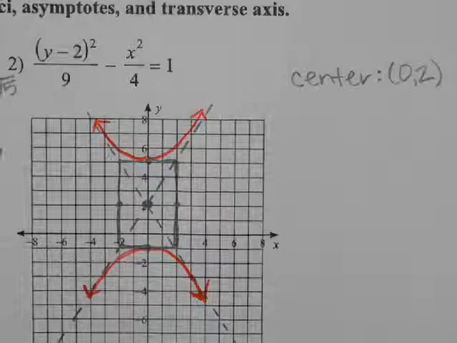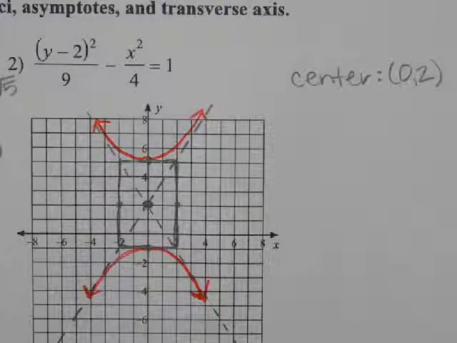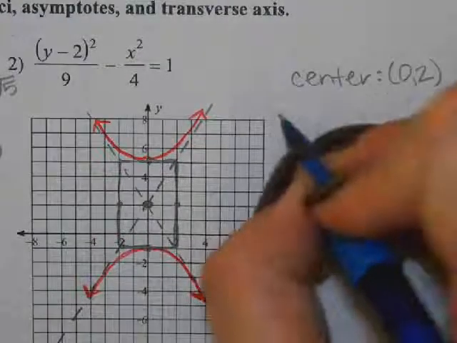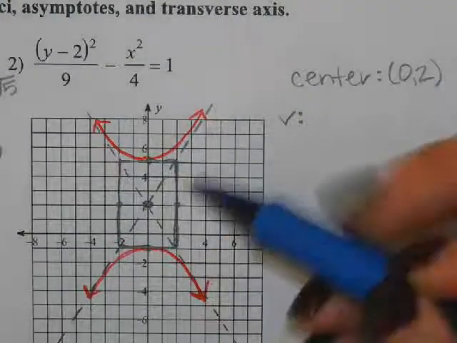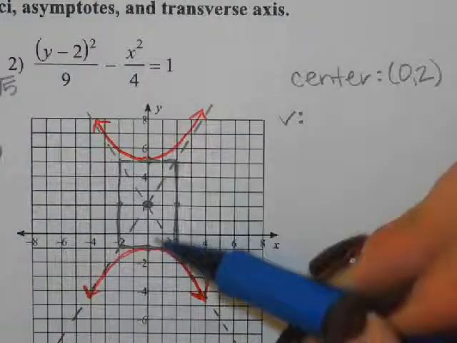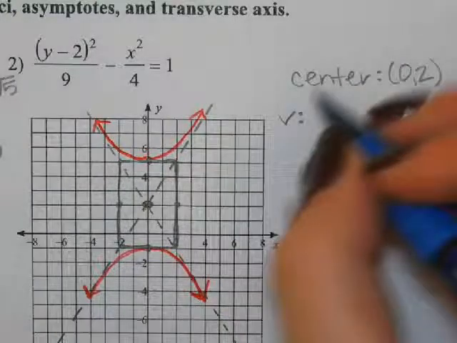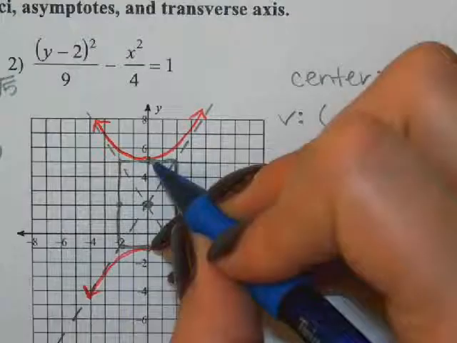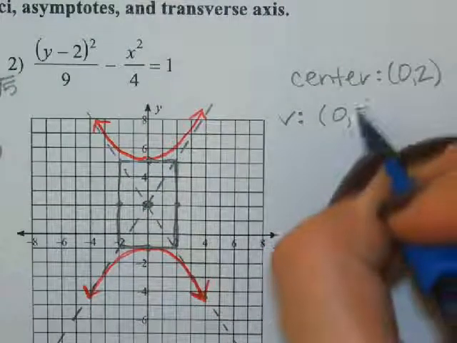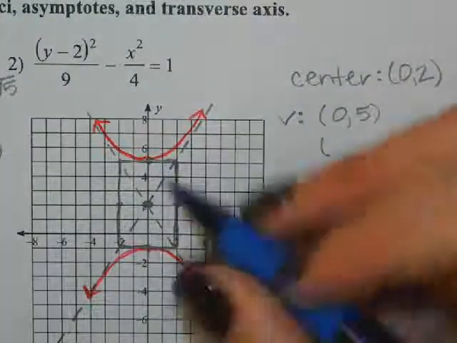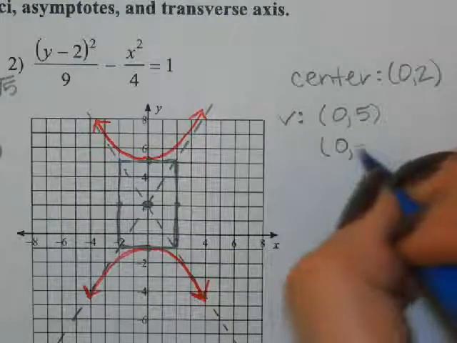So there's one thing we've already found, even though we haven't written it down. The vertices, what are they? So 0, 5, and 0, negative 1, okay.